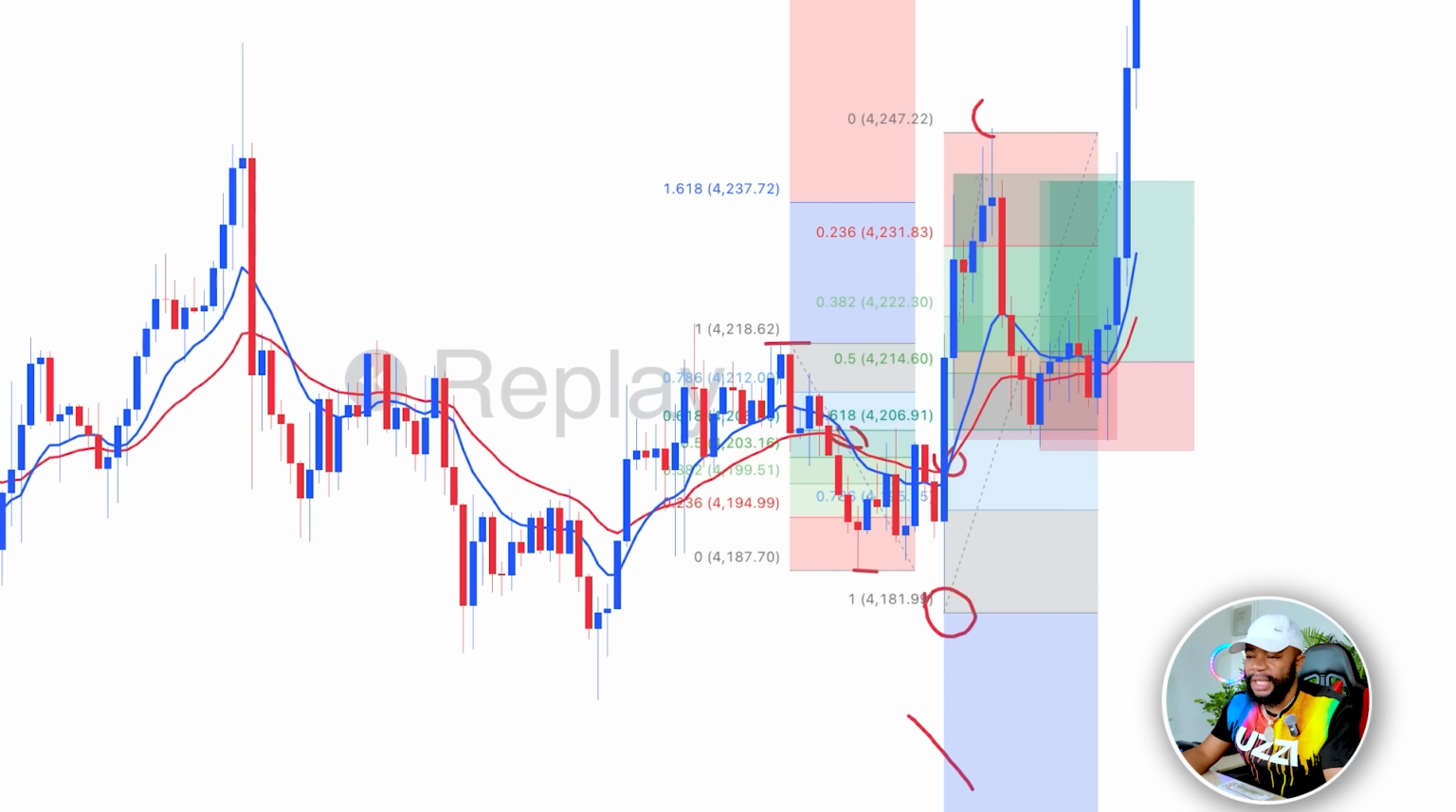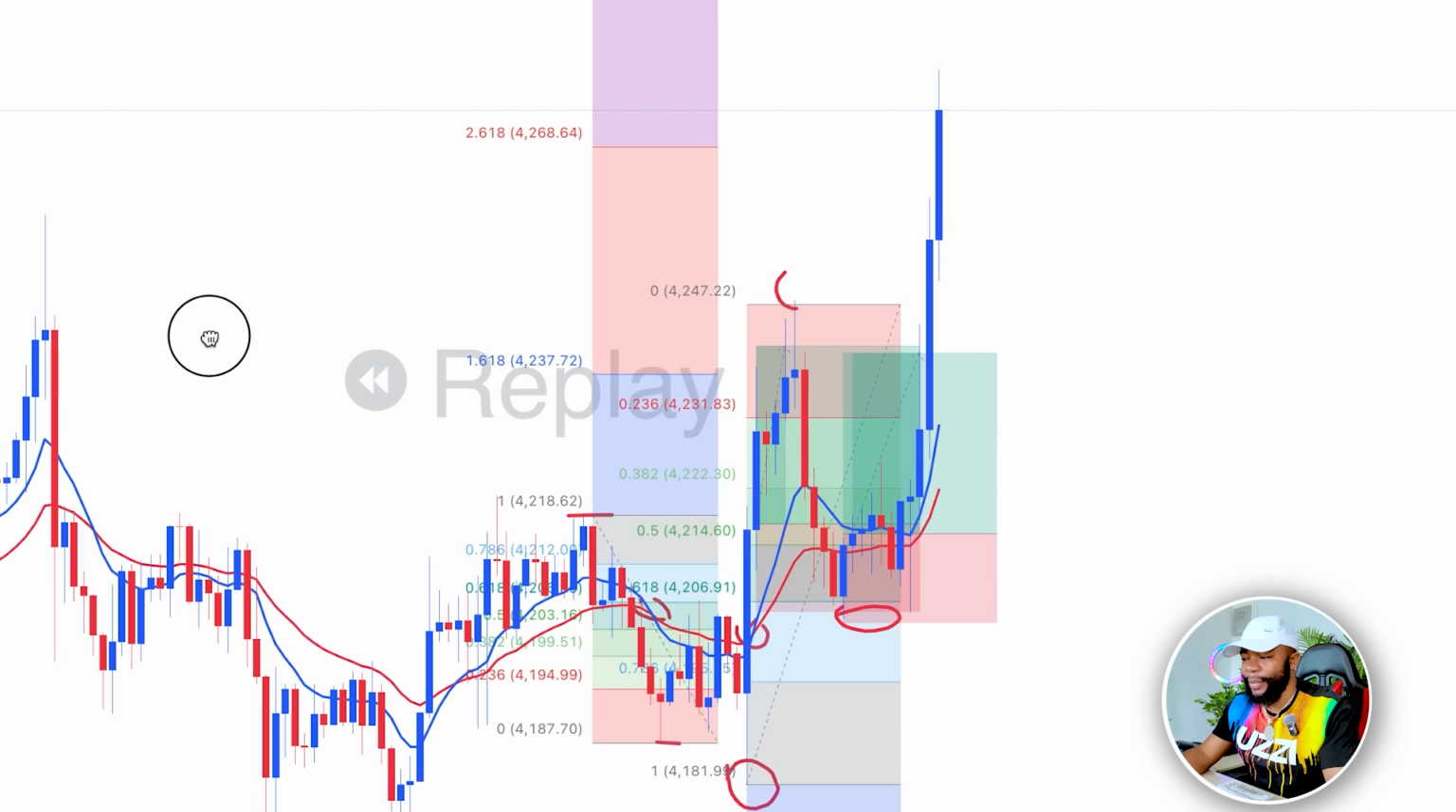So now, this area here becomes our most significant swing low. We are looking for the most significant swing high so that we can bring in the FIB again to see if we can get another buy opportunity.